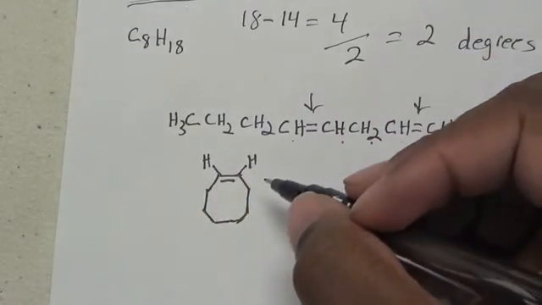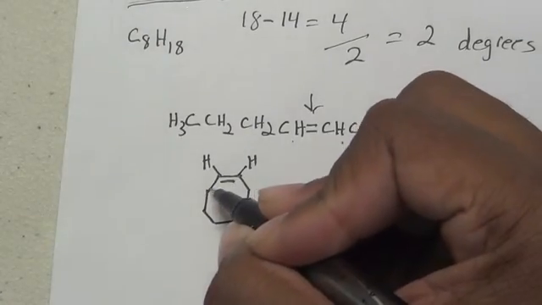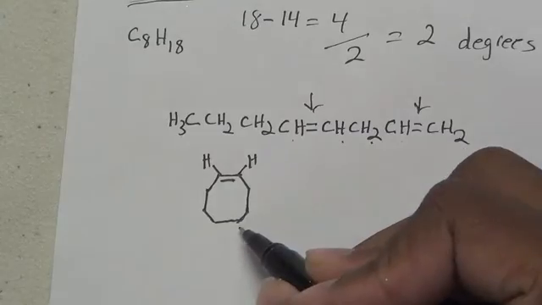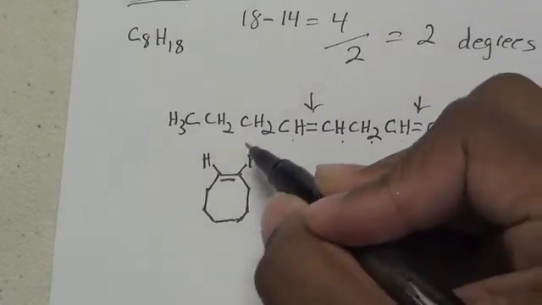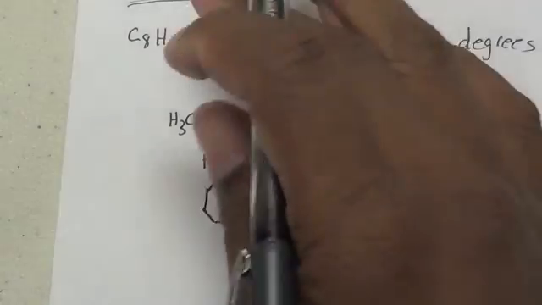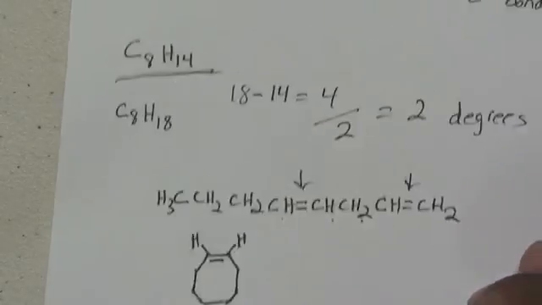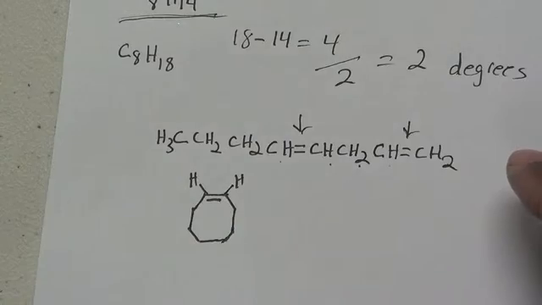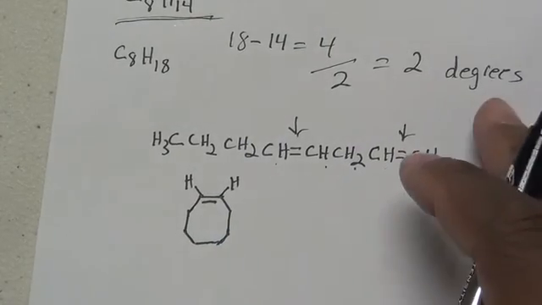Now I need to count my hydrogens. I know I'm going to have 2 here, 4 here, 6, 8, 10, 12, 13, 14. So it fits the C8H14 formula.